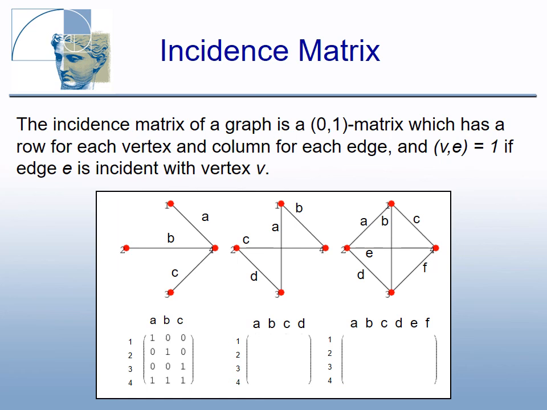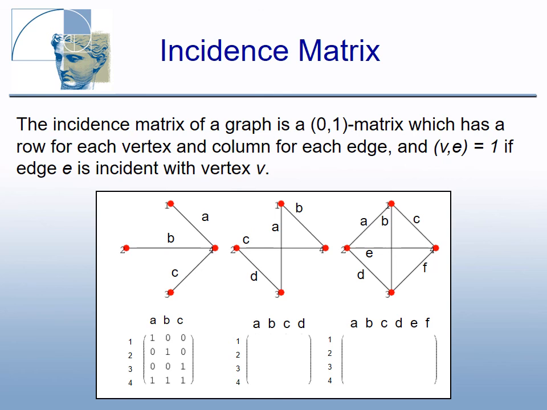The incidence matrix of a graph is a matrix filled with 0 and 1 digits. It has a row for each vertex and a column for each edge. For example, the left graph has 4 vertices and 3 edges, and the incidence matrix has 4 rows and 3 columns. The matrix element VE equals 1 if edge E is incident with vertex V.